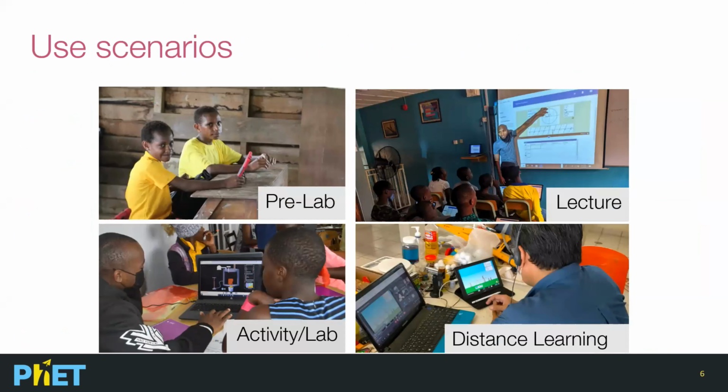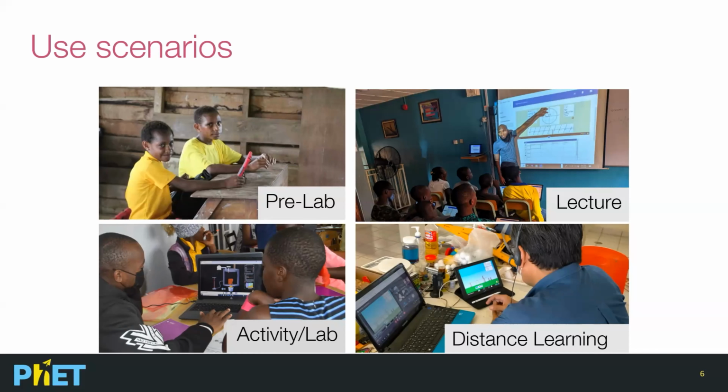So some of the ways in which these simulations have been used is that they can be used in classrooms with a single projector that is very typical of our classrooms. And teachers could use things like interactive lecture demonstration, inquiry-based learning. Students can make predictions. You can do clicker questions and so many other methodologies that teachers can use.